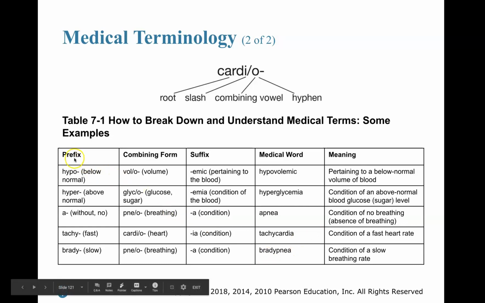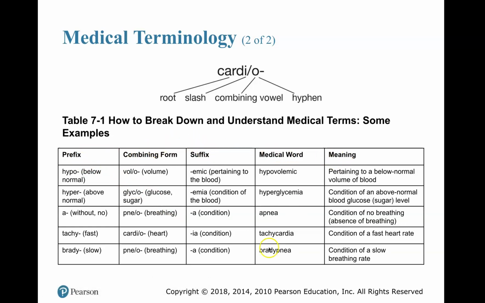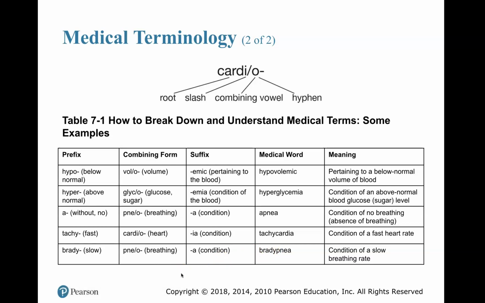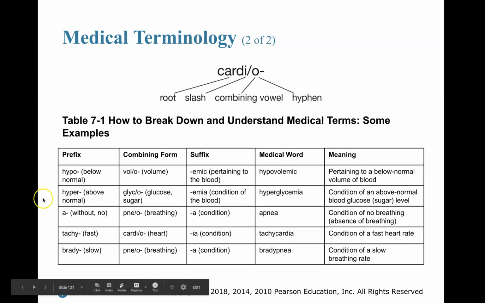If we look, there's prefix, combining form, suffix, medical word, and meaning. I'm not going to read all these to you because you need to be able to read them yourself and practice pronouncing them. But I will go over a couple. If we look right here, the prefix hypo, below normal or low. Remember I told you hypo rhymes with low.